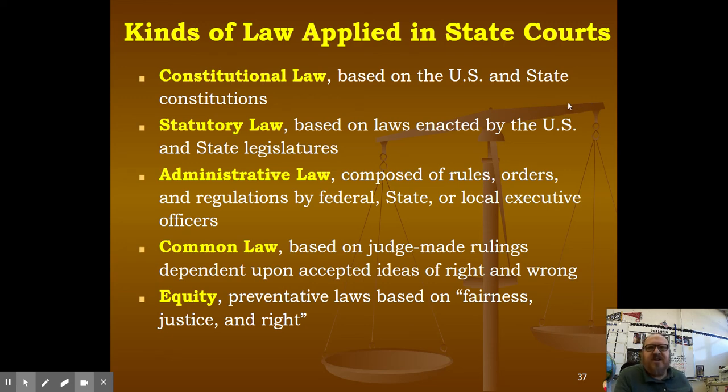Kinds of law applied in state courts: constitutional law, laws based on the Constitution; statutory laws by the state government; administrative laws, those composed of rules, orders, and regulations by federal, state, or local executive officers, so mayors. Common law, based on judge-made rulings dependent upon accepted ideas of right and wrong and fairness. Equity is preventative law based on fairness, justice, and right.